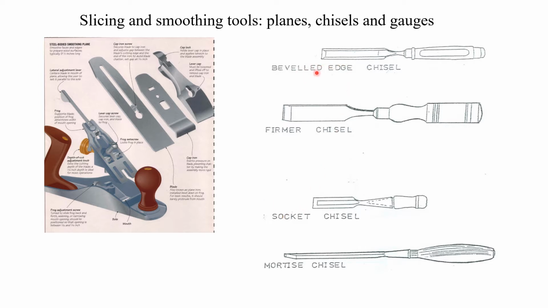We have also the bevel chisel. This bevel chisel is not used in chopping, but it is used in smoothing the area. We have also the mortise chisel. This mortise chisel is especially used when we are making the mortise.